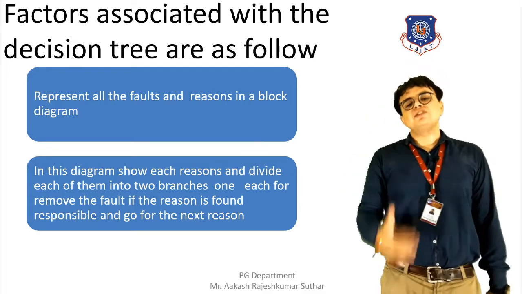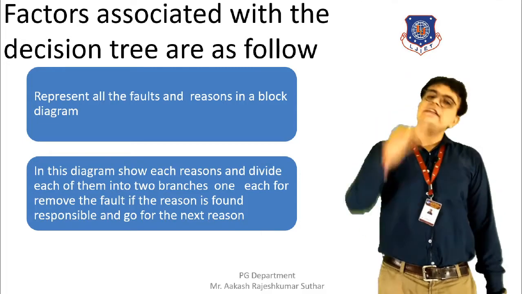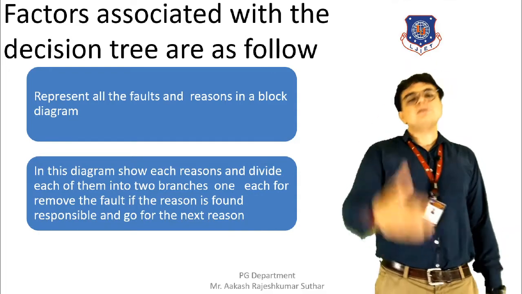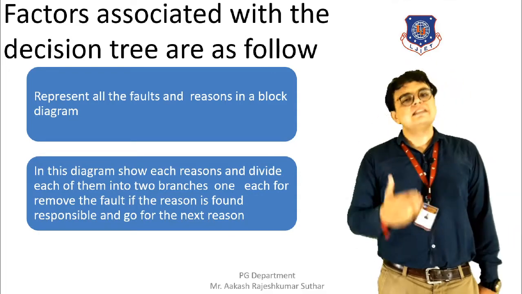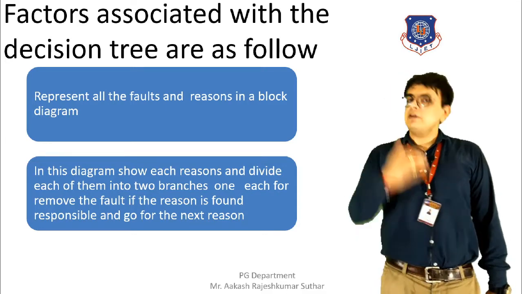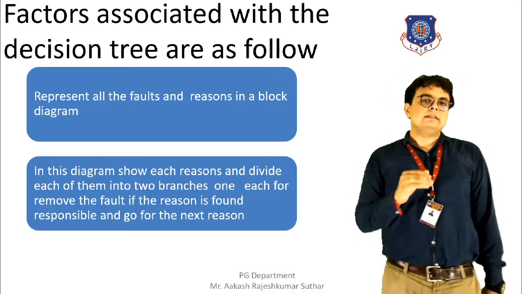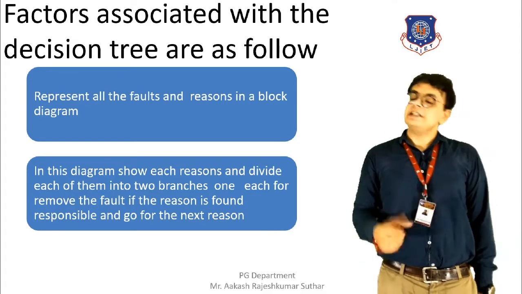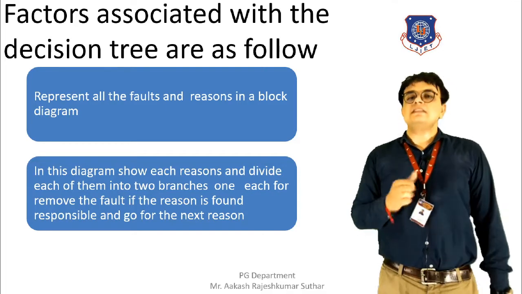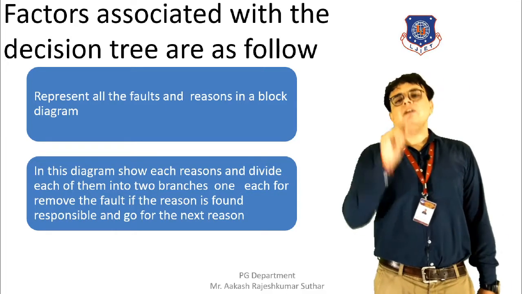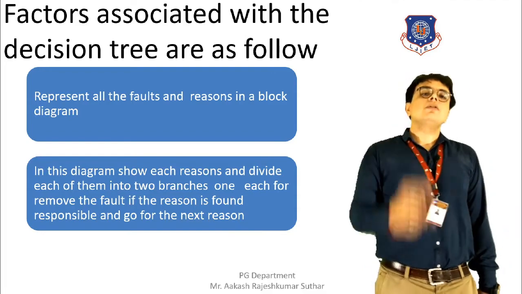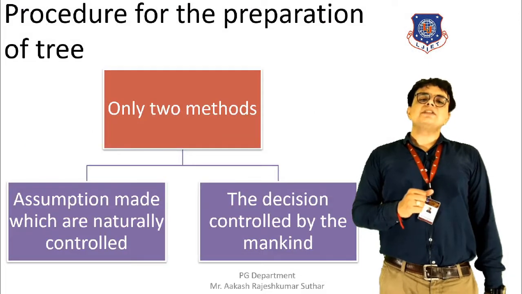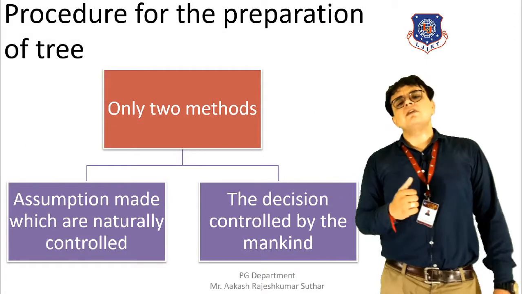If the reason is found responsible, then it is okay. And if the reason is found not okay, or not responsible, then we should move towards the next reason. Accordingly, we can trace a fault in the machine. In this way, the decision tree diagram is helpful in finding the faults. Even small faults can be easily found with the help of the decision tree diagram. Further discussing the procedure for the preparation of the tree.